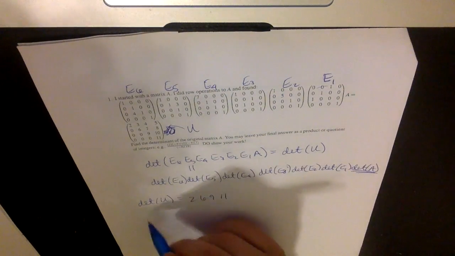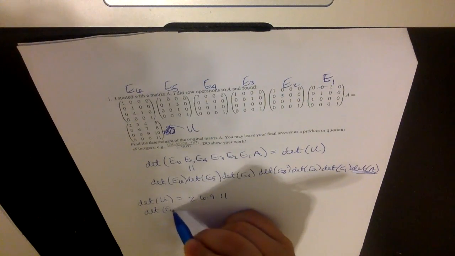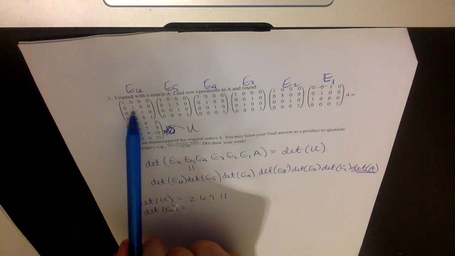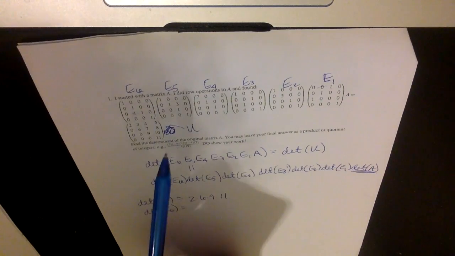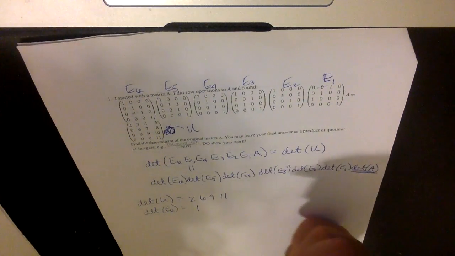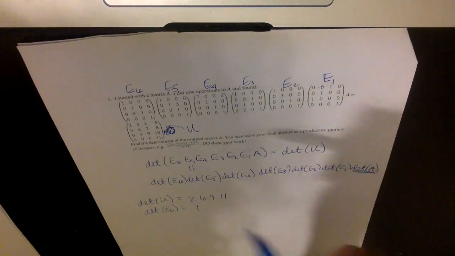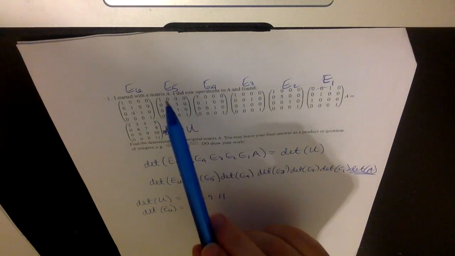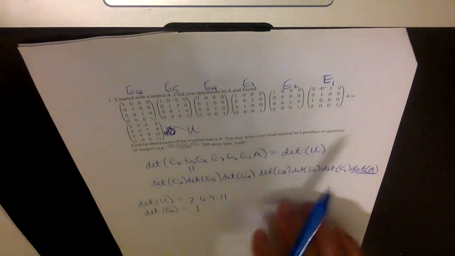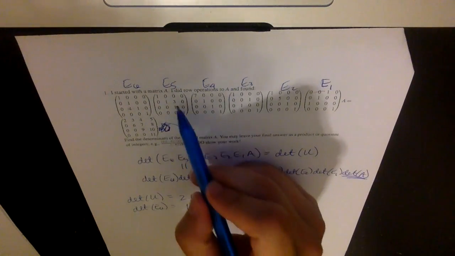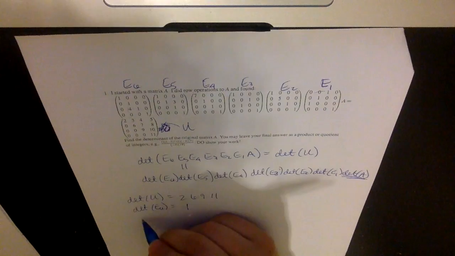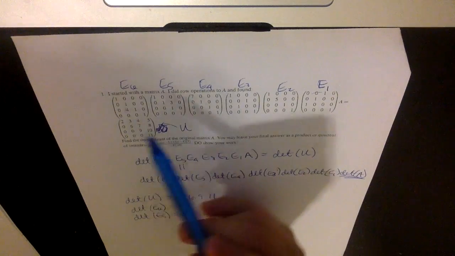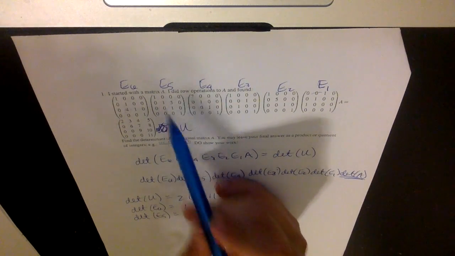Now we know that for the determinant of E6, E6 here is just a matrix that adds a multiple of row 2 to row 3. So the determinant of that matrix is 1. If you remember back to the first day we talked about determinants, we figured out that the determinant of an elementary row matrix which adds a multiple of one row to another was just 1. The same thing happens here. The determinant of E5 is 1 because E5 just adds 3 copies of row 3 to row 2.